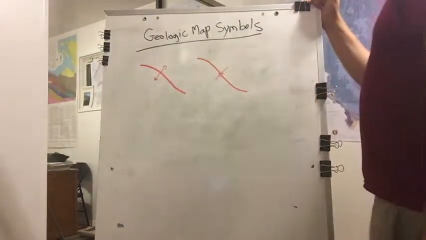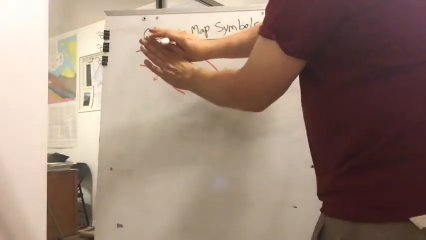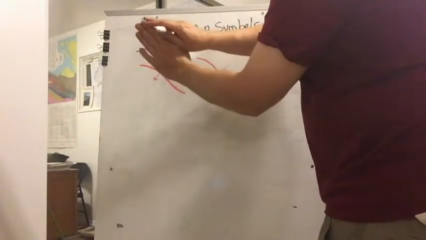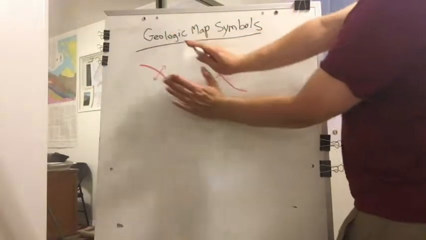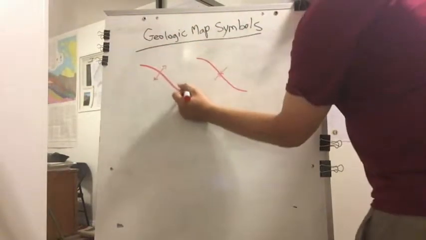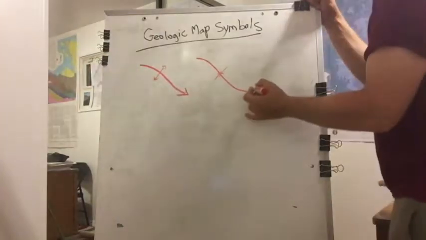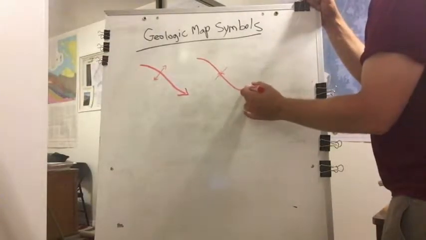Now, if your anticline or syncline has, we'll use the anticline, there's the axis, here's my high point, I'm going off, but it also plunges into your map. That direction is indicated here. Same thing with a syncline, you can have a plunging syncline as well.